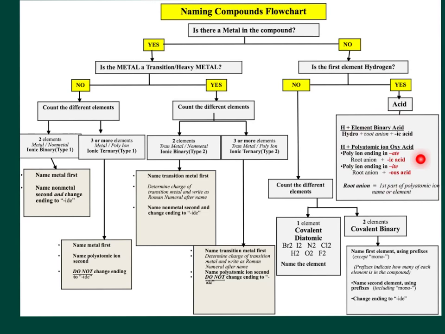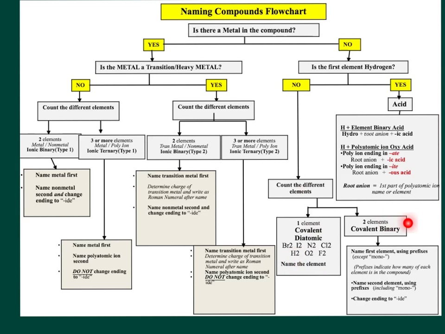If hydrogen is not the first element, count the number of elements. If there's only one element, then it makes it a diatomic element. And these are the 7 different diatomic elements. I learned these, we had to memorize them, and I just made up a mnemonic in my head that chemistry is not fun, only boring. Ha! But you could probably come up with something that's not quite as lame as that.